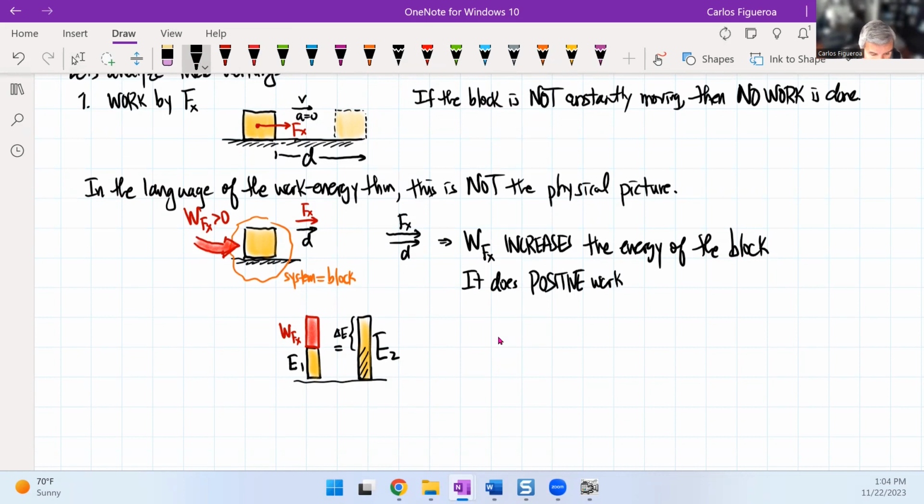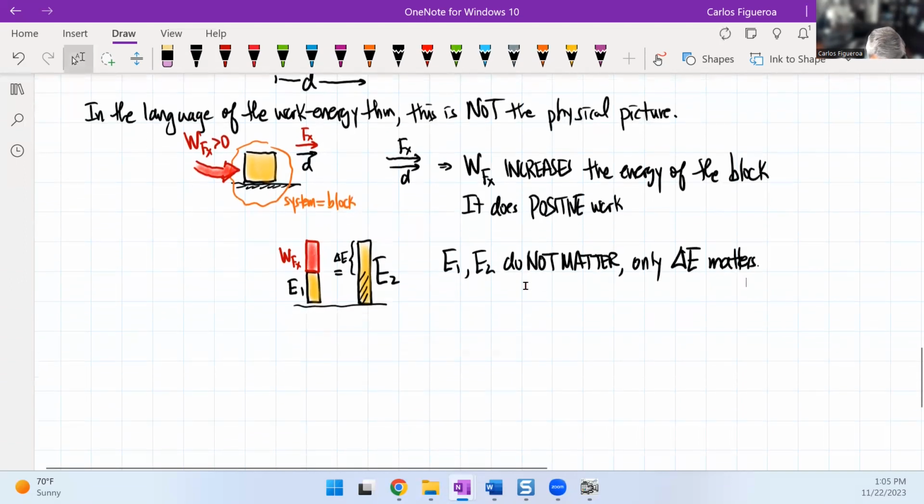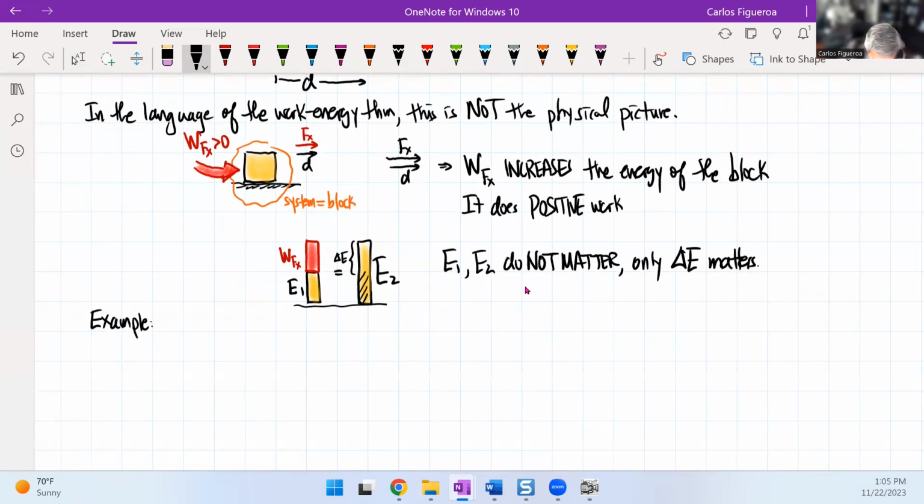E1 and E2 are irrelevant, which is really hard to comprehend. E1 and E2 do not matter. Only delta E matters. So as an example here, to try to tell you that E1 and E2 don't matter, you could imagine that I have an energy state 1, which is 10 joules, and I have an energy state 2, that's 20 joules.